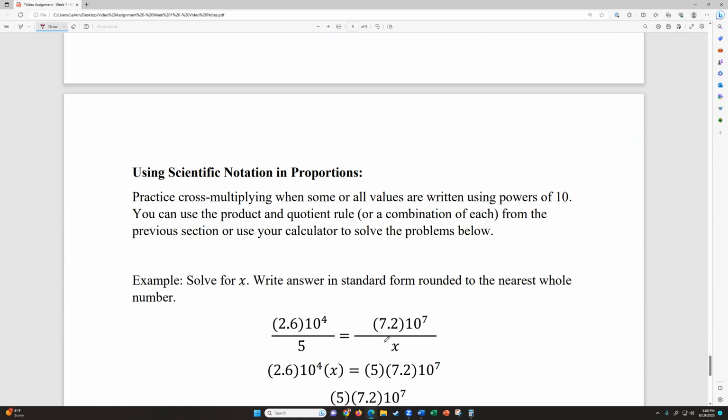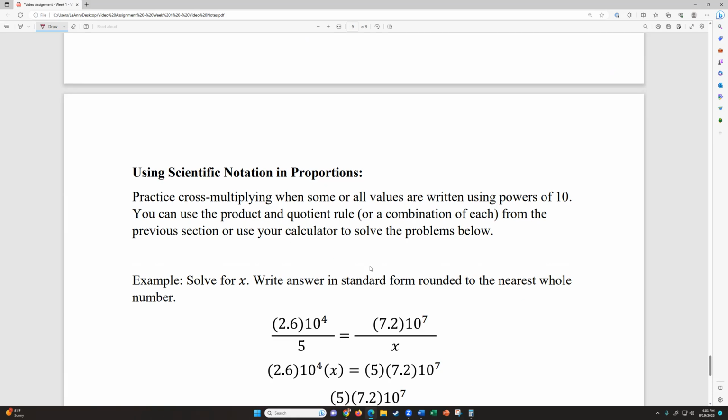So this is using scientific notation in proportions. You'll notice I'm writing my scientific notation a little differently in this specific section. This is going to come up in some word problems in class where we have really large numbers and we're trying to solve these proportions, but they're using words like millions and billions and trillions. And we'll need to maybe write some things in scientific notation just to make our calculations go easier.